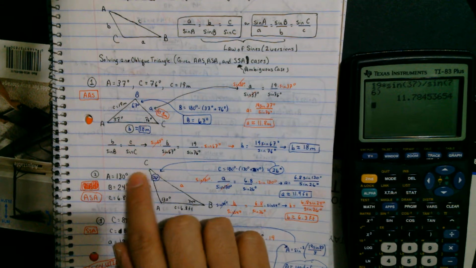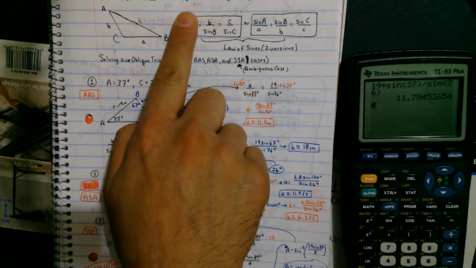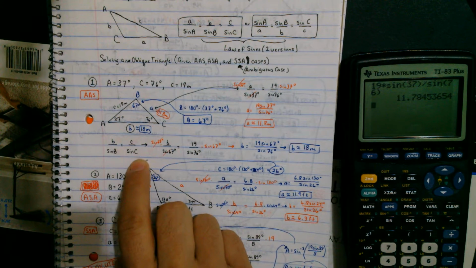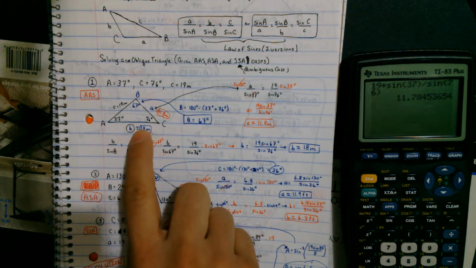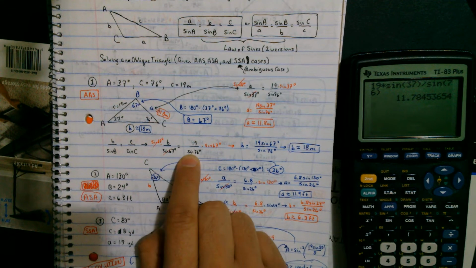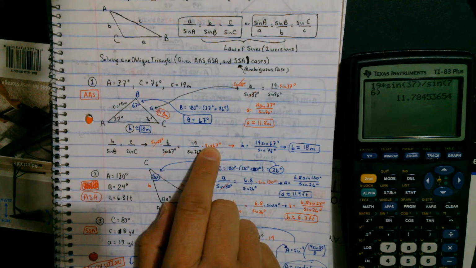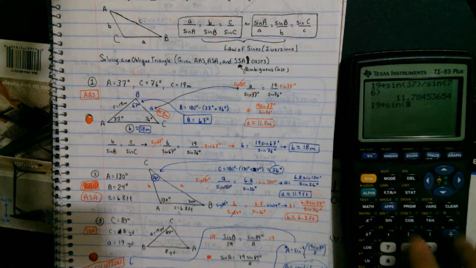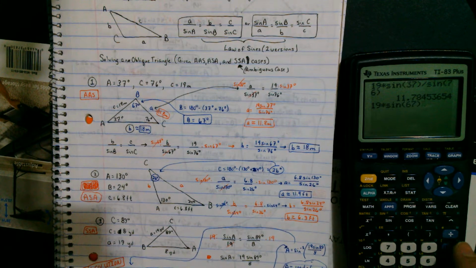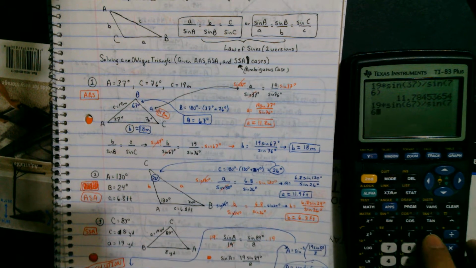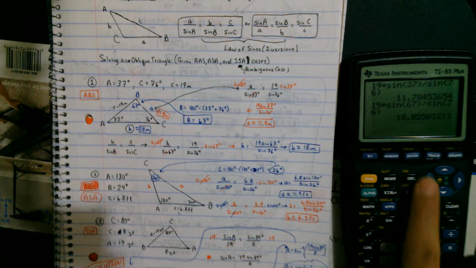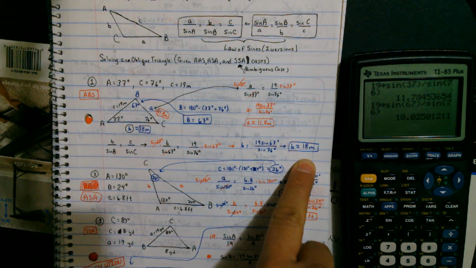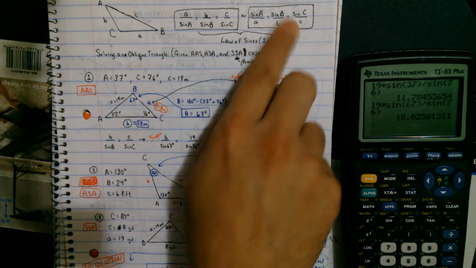Now for side b, we're going to use these two: b over sine of B is equal to c over sine of C. We're looking for little b, side b. We know angle B, we know angle C, and we know side c. Multiplying both sides by the sine of 67, we can solve for b by taking 19 times the sine of 67, divided by the sine of 76. You get 18 and change; I just rounded off to 18. That's essentially how this works. You're really just using the formula and plugging it into your calculator.